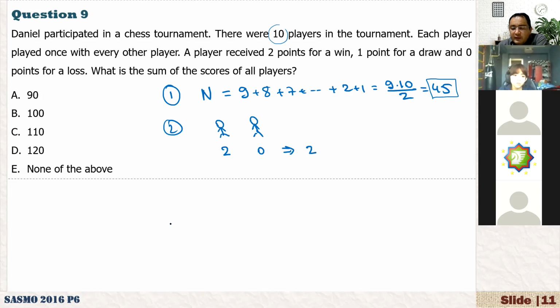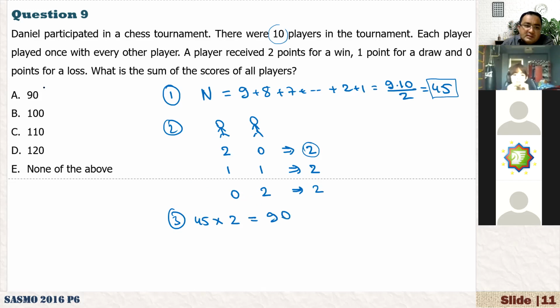It is 2. If the match is a draw, Aydin gets 1 point, Sunay gets 1 point. So the sum of the points again is 2. If Aydin loses, Sunay wins, right? The sum of the points is 2. So whoever loses or wins doesn't matter. The sum of the points of each game is 2. So since we know that 45 games are played, for each game 2 points are given because it must be shared. So that's equal to 90. So that means the answer is 90. Answer correct.